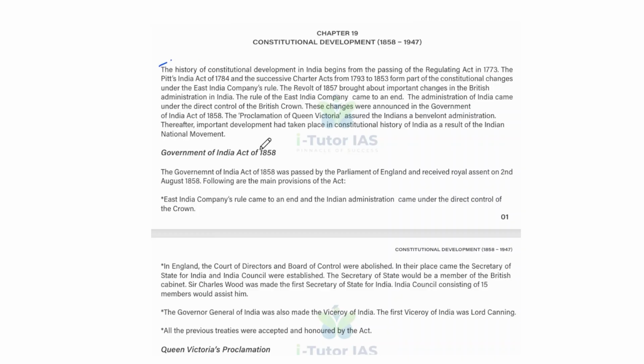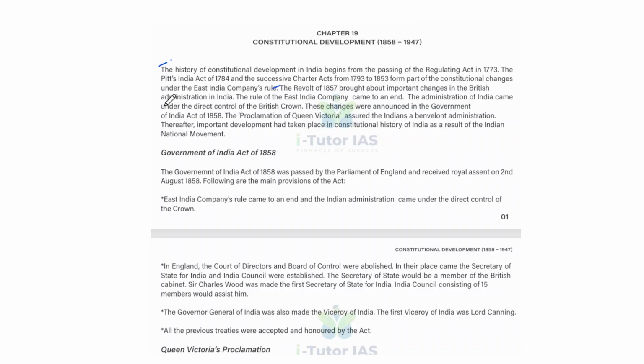And the history of constitutional development in India begins from the passing of the Regulating Act in 1773, the Pitt's India Act of 1784, and the successive Charter Acts from 1793 to 1853, which form part of the constitutional changes under the East India Company's rule. And the revolt of 1857 brought about important changes in the British administration in India. The rule of the East India Company came to an end, and the administration of India came under the direct control of the British Crown.